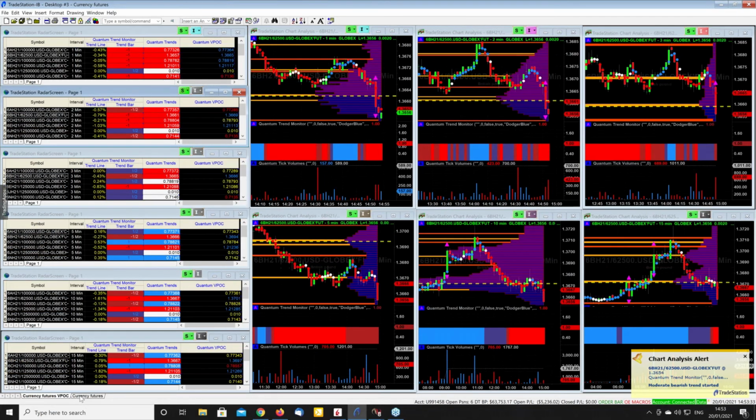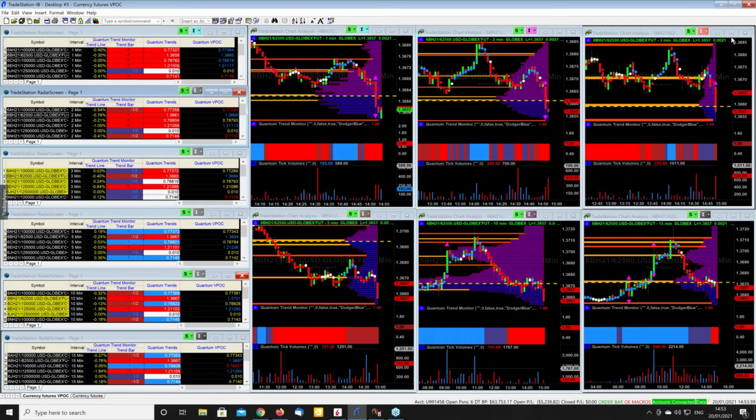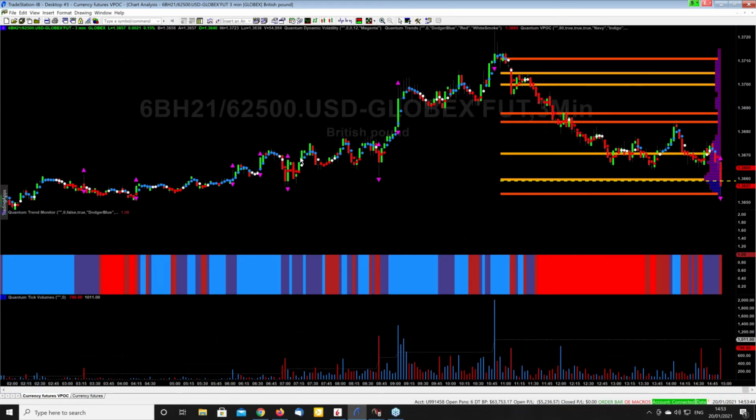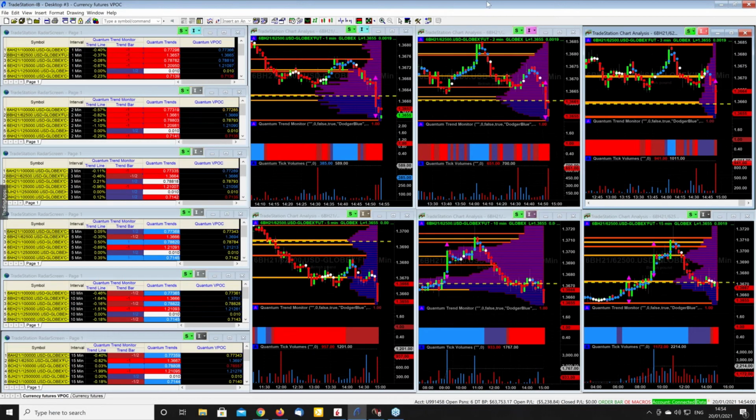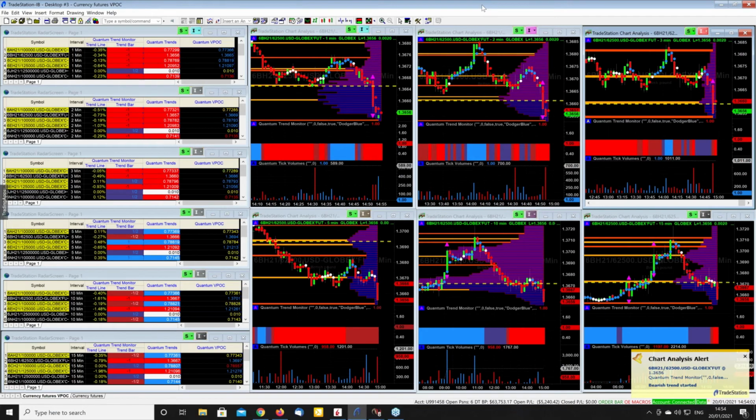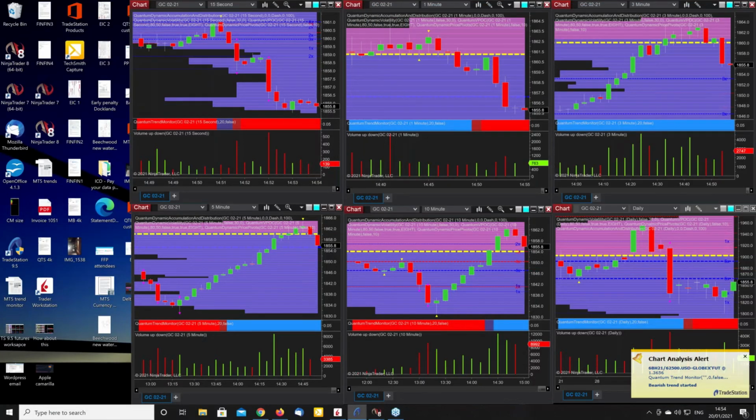Let's just go back onto the VPOC. There we are. So this is exactly the same with the volume point of control. And again, on the radar screen, what the radar screen will tell you is where the volume point of control itself is. So you can see up and down the time frames where that is on the charts, how far above, how far below, everything else you could possibly want to know. It's just a very, very powerful application of trading of the TradeStation package.